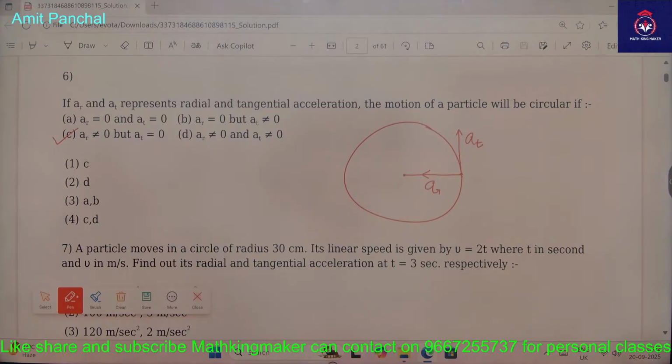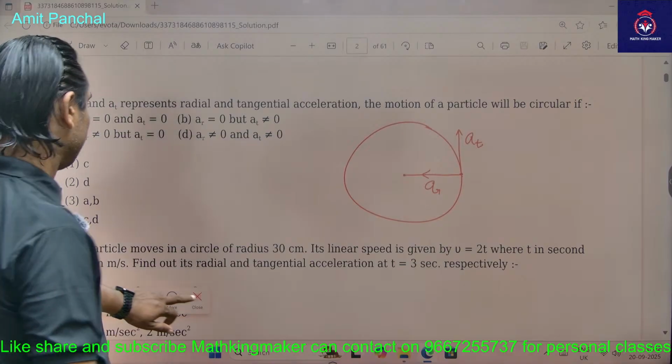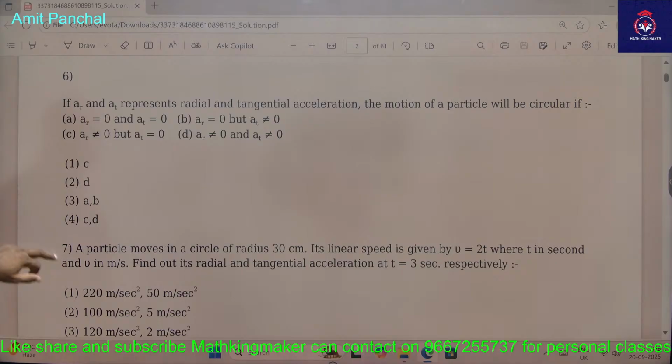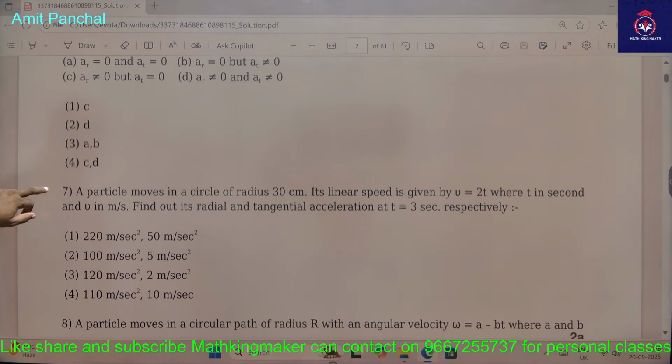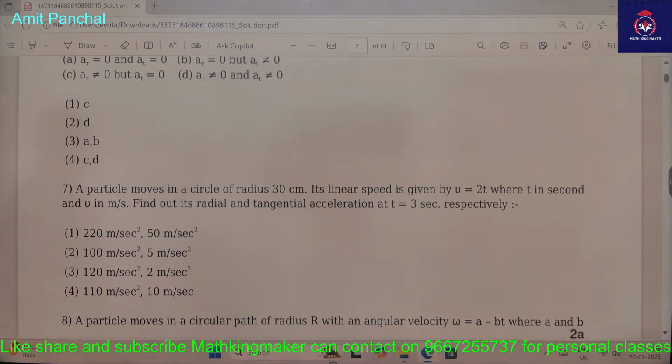Sir, you were saying the tangential acceleration would not come, but in question number 7 as well there were parts containing tangential acceleration. You can see question number 9, for example: find out its radial and tangential acceleration at t equal to 3. You didn't teach tangential, you said that it won't come.